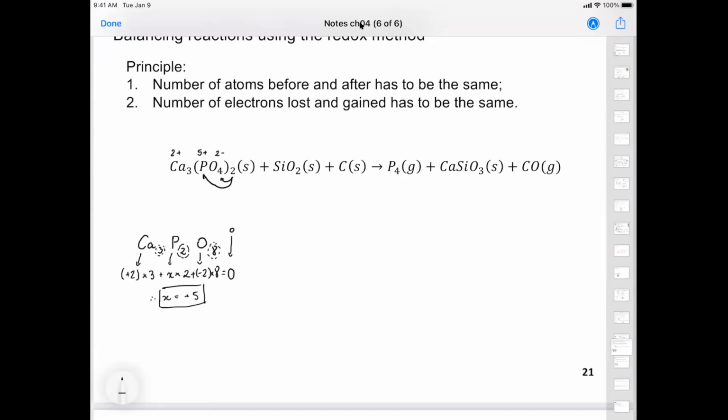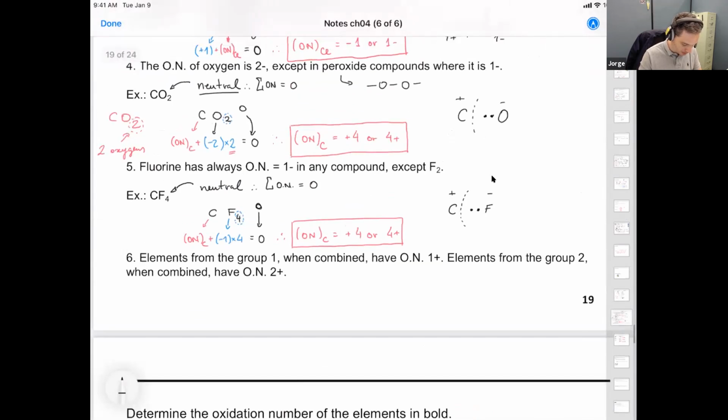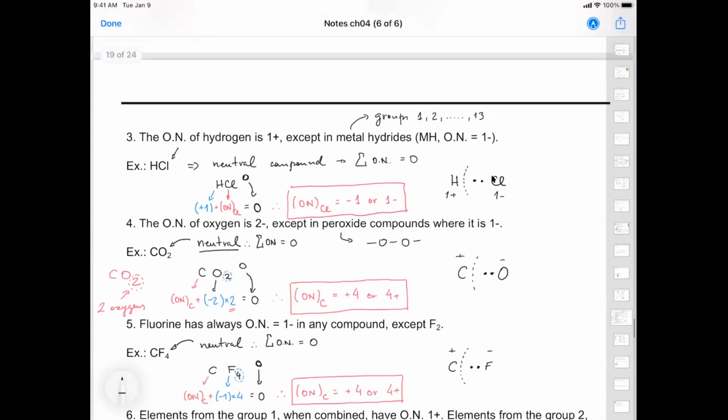Excuse me, George. Yes. How did you know that you were looking for the phosphorus specifically, and therefore to use it as the X? Yes, that's a good question. Sorry about that. If you go back to the rules, phosphorus is not in any of the rules. So that's the clue that you need to find the phosphorus. Okay? Yes, thank you. Yes. Okay.